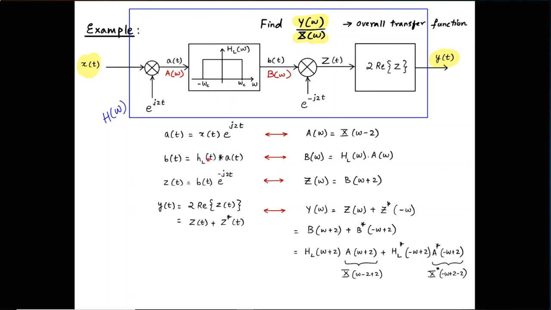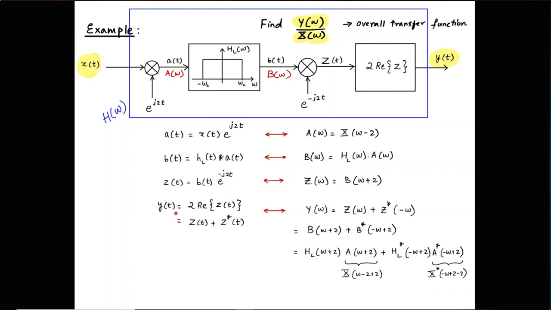Next, z of t is b of t multiplied by e to the negative j2t, a multiplication in the time domain. What is that? That's a frequency shift in the frequency domain. Z of omega is capital B of omega plus 2. The last step here is y of t equals 2 times the real part of z of t. That's the last piece here. 2 times the real part of z of t can be written as z of t plus the complex conjugate of z of t. We know that from the properties of complex numbers.